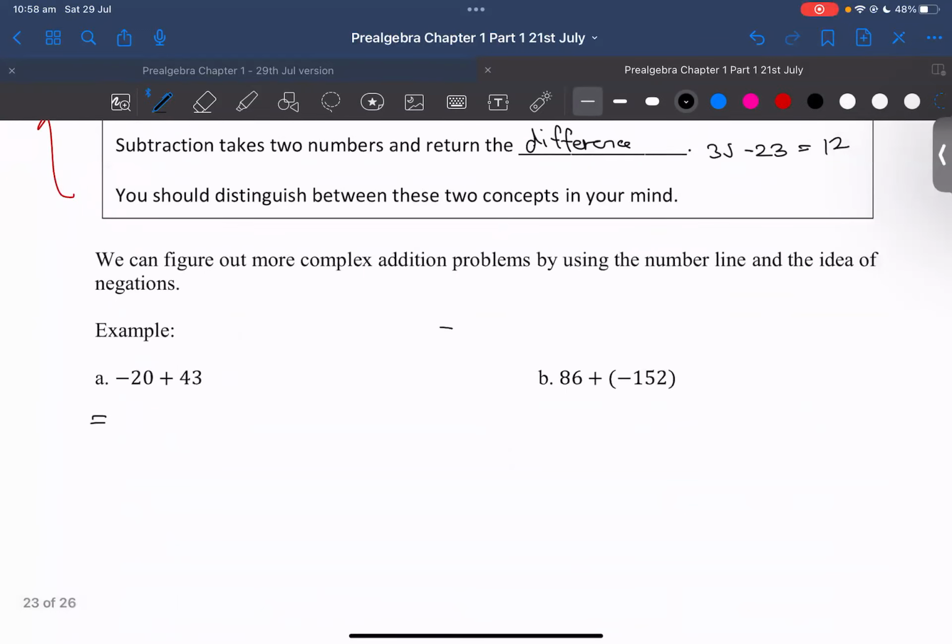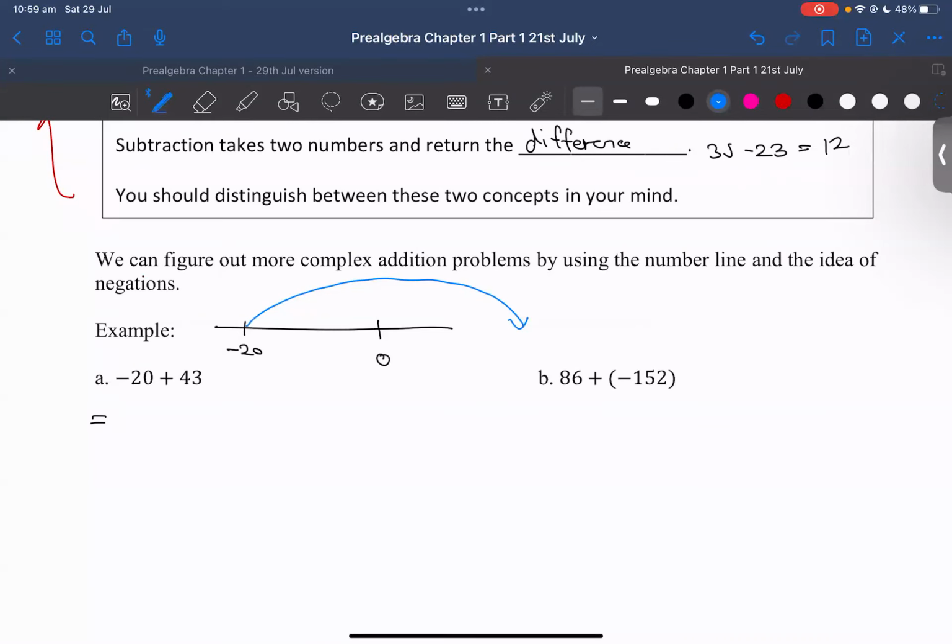Okay, so we're starting at negative 20. Zero is here. We're going up by 43, to the right by 43, going all the way over. Because 43 is a bigger number, we're going to the other side. So we're going to end up with a positive number. What do we do here, though?